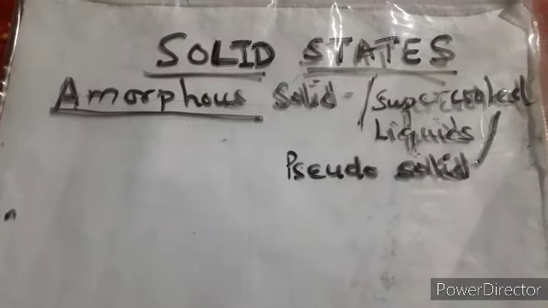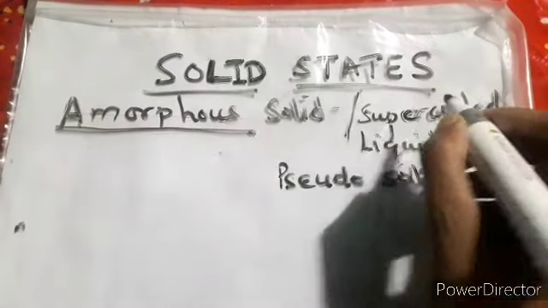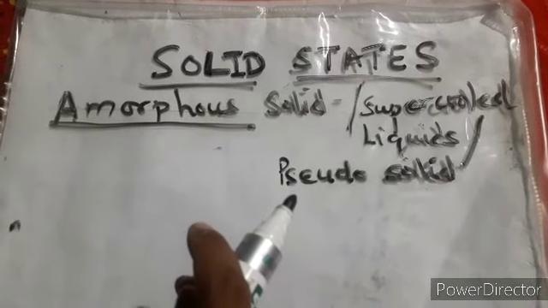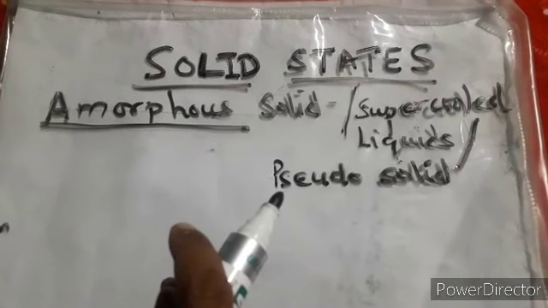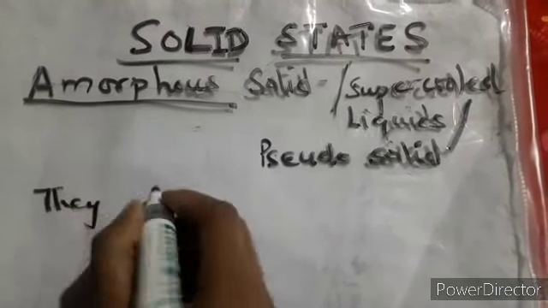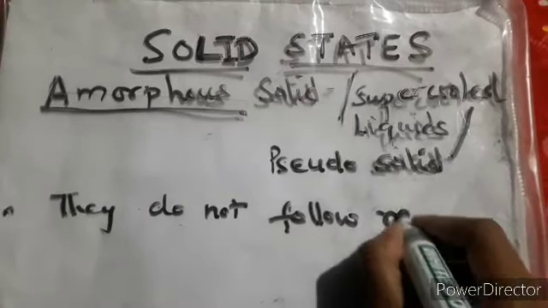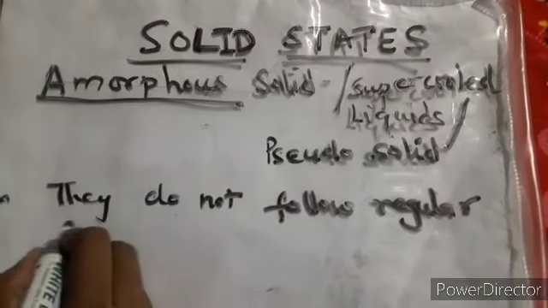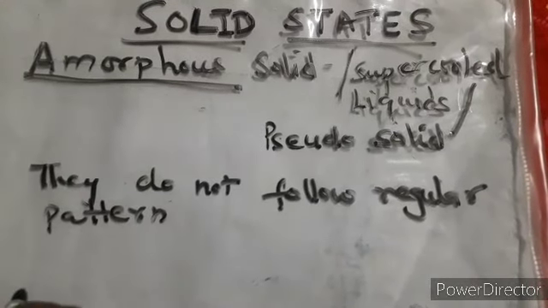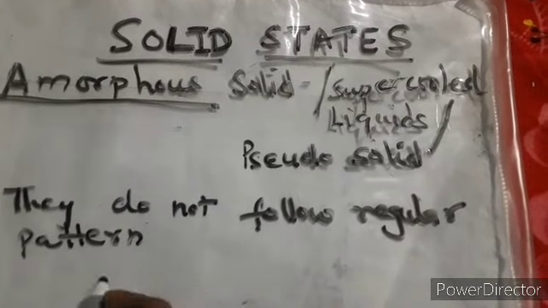Now we'll focus on the other point, that is amorphous solids, which are also known as super cooled liquids or pseudo solids. They are just opposite to crystalline solids. They don't behave as crystalline solids do. First of all, they do not follow a regular pattern. Earlier it showed a regular pattern because the arrangement of the particles was very definite. So if they are not showing a regular pattern, what does it mean?